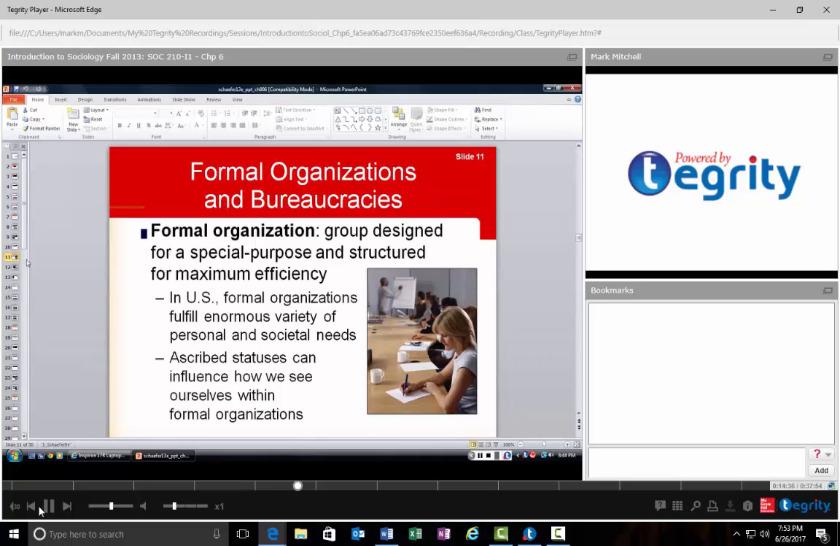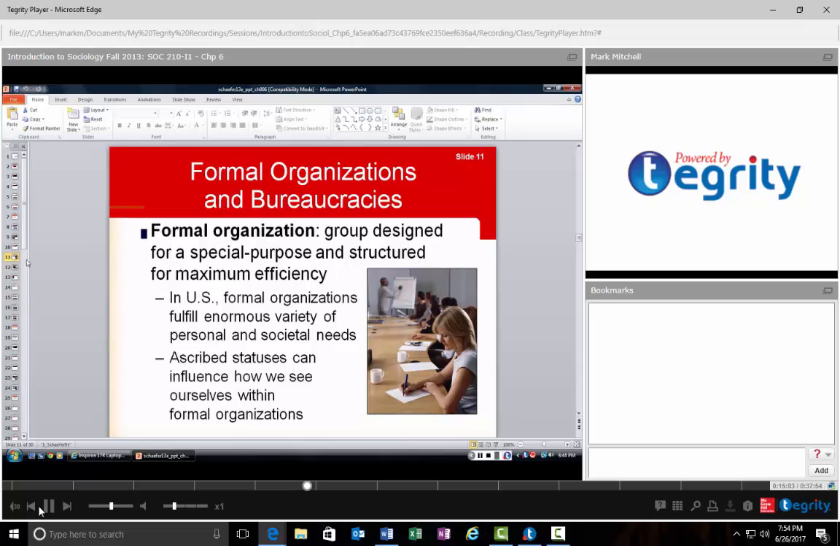Here on our next slide, we see a little bit of a change of topics: formal organization and bureaucracies. Now, just keep in mind, since we are talking about groups, we talked about primary and secondary already, and that's been a lot of our focus so far. Well, formal organizations and bureaucracies are more like the secondary group, so that's a real good connection to remember as we are making some comments about this right now.